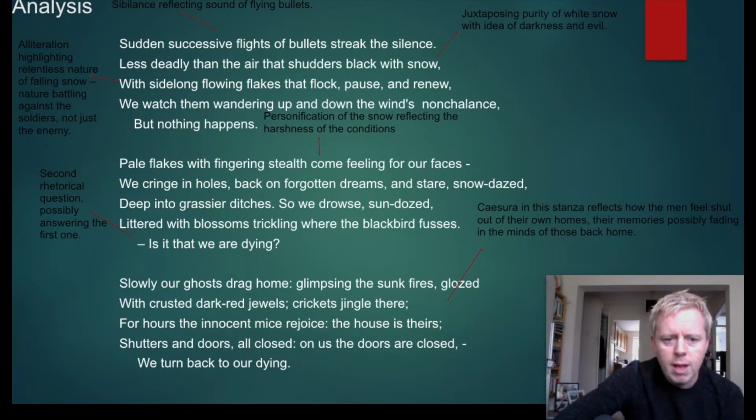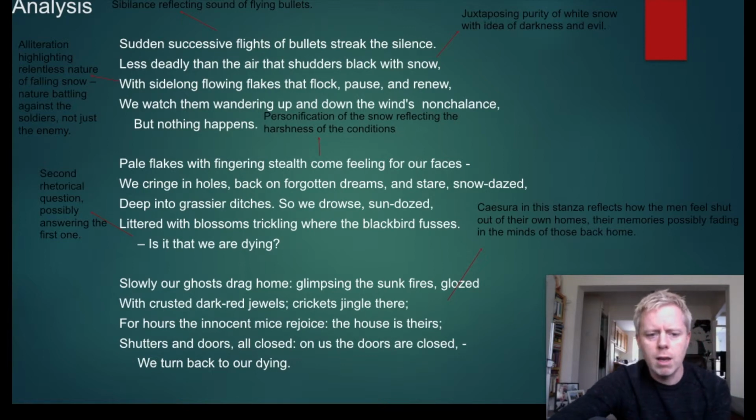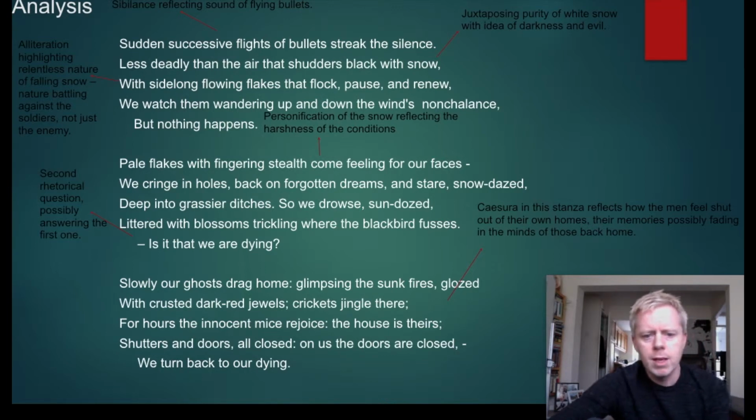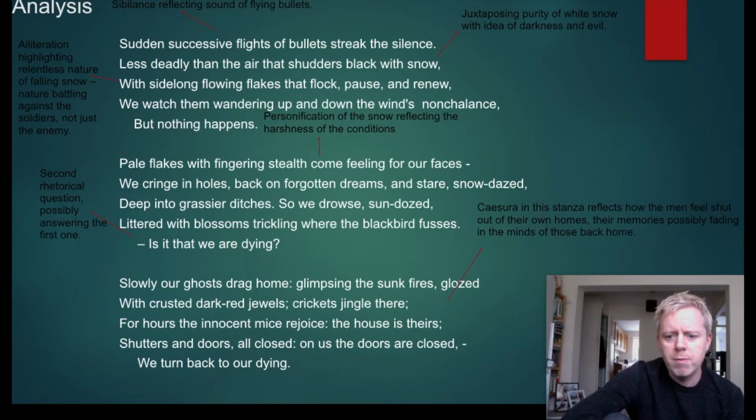"Pale flakes with fingering stealth come feeling for our faces." So personifying the snow, reflecting the harsh conditions. Maybe the knives referenced in the first line. We've got the effect of the snowflakes on the skin, the face. "We cringe in holes, back on forgotten dreams, and stare snow-dazed deep into grassier ditches." So maybe failing to think of a different life, a previous life.